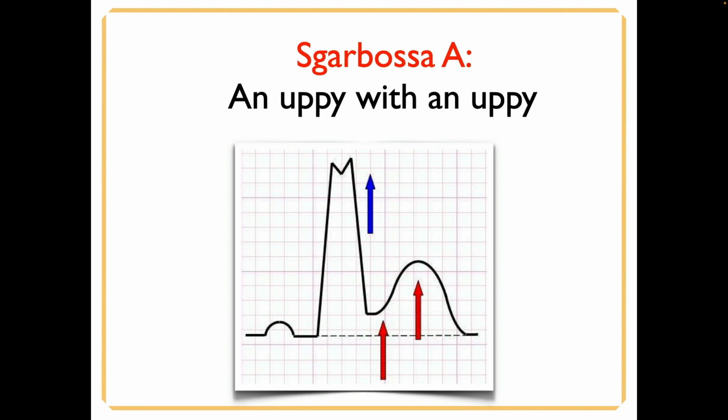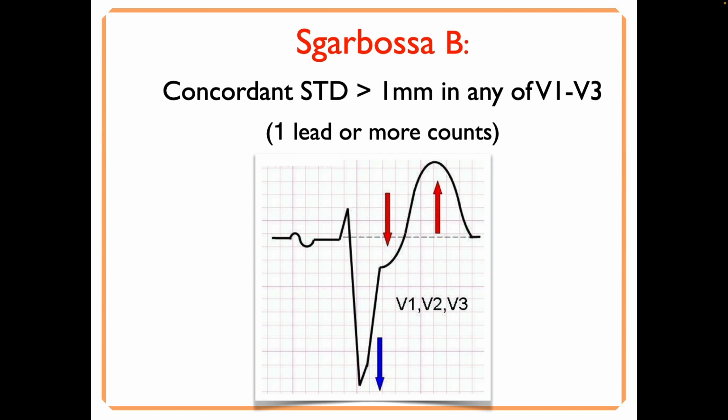Now, which leads did I say Sgarbossa B applies to? V1 through V3. What you're going to learn pretty quick in left bundle branch block is that in V1 through V3 almost always the QRS goes down. Sgarbossa B, concordant ST depression greater than 1 millimeter in V1 through V3, is downy with downy. All you need is one, and it's a STEMI. It does not necessarily mean a septal or anterior STEMI. It doesn't localize in the same way.